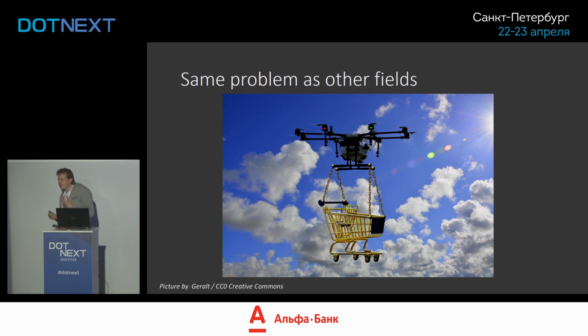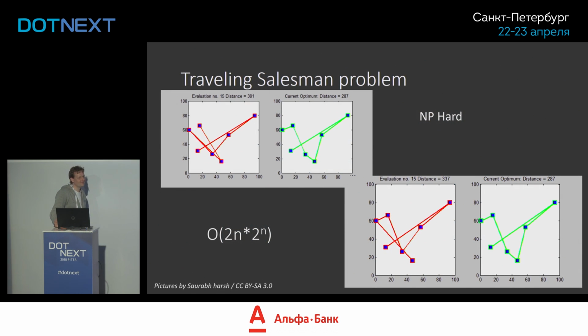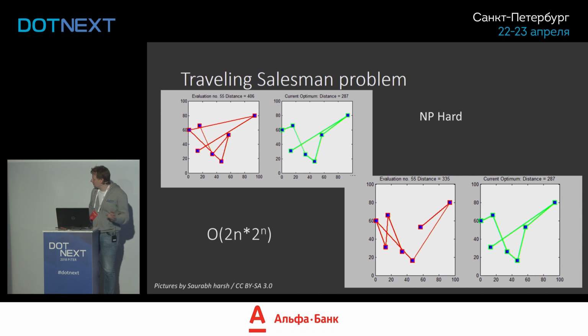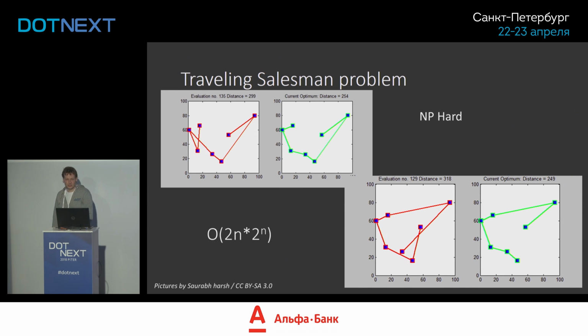And people who are a little bit familiar in this field might have already recognized this. This is the traveling salesman problem. You want to find the shortest path through all the nodes in the system. And the thing is, this problem is NP-hard. It's a problem which scales exponentially.